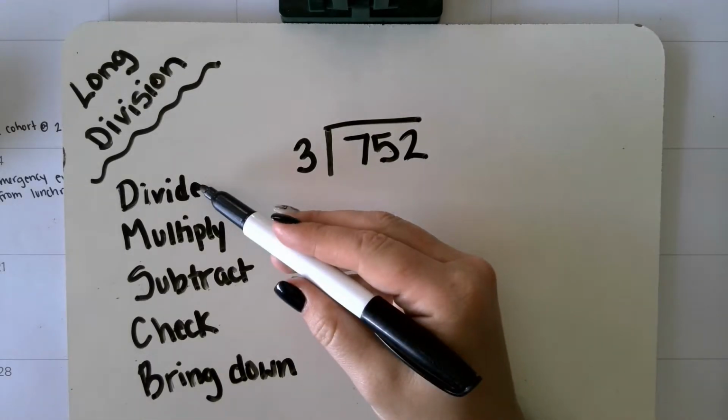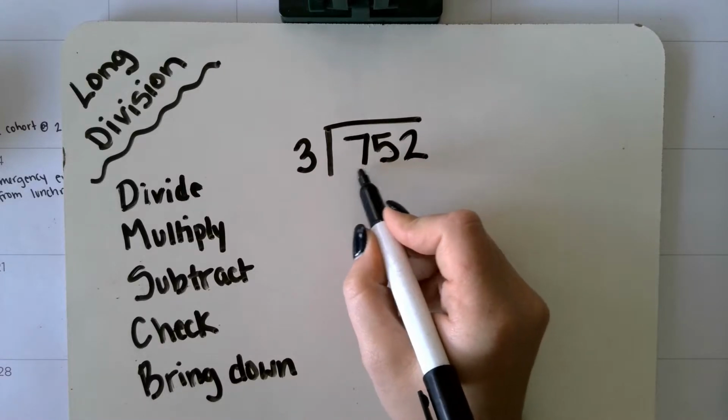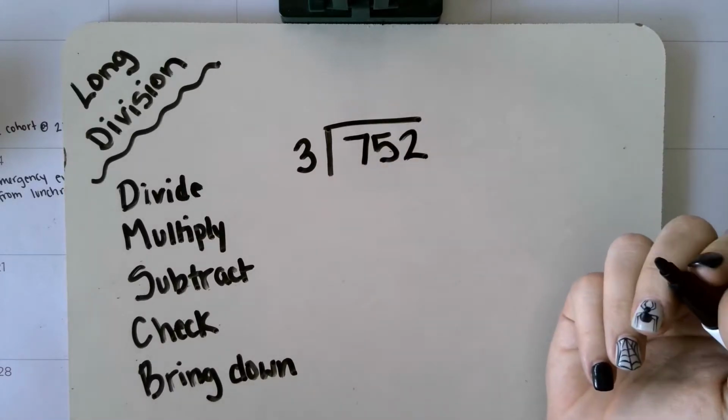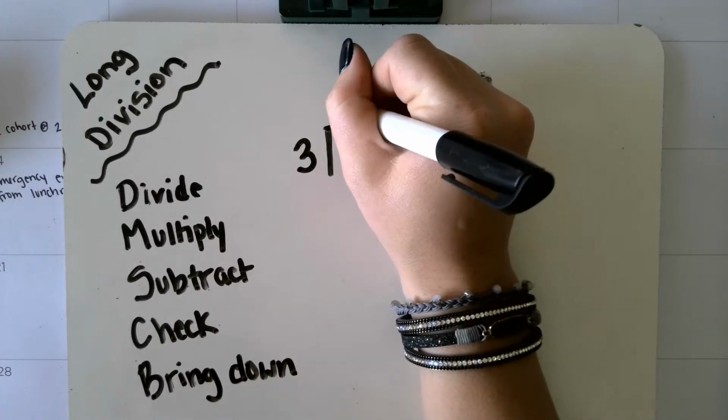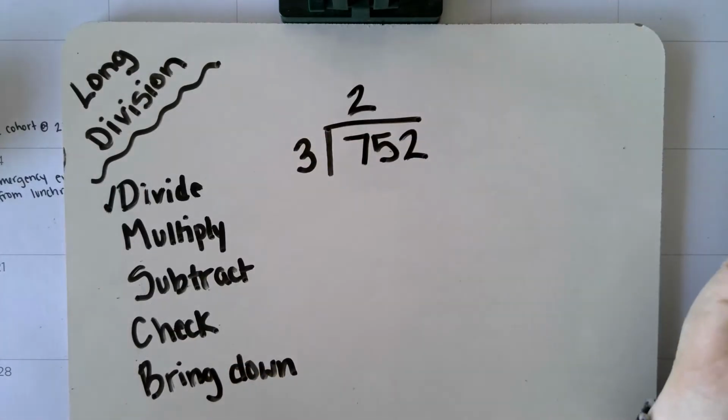So our first step is divide. We ask ourselves how many times can 3 go into 7 without going over. So 3 can go into 7 2 times. And so that would be our first divide step.